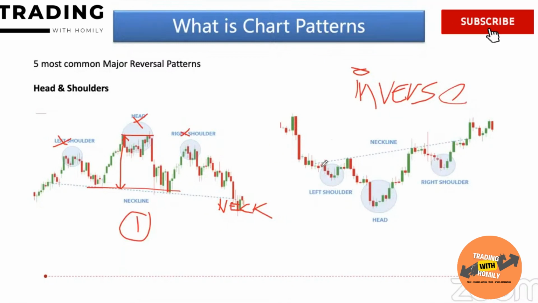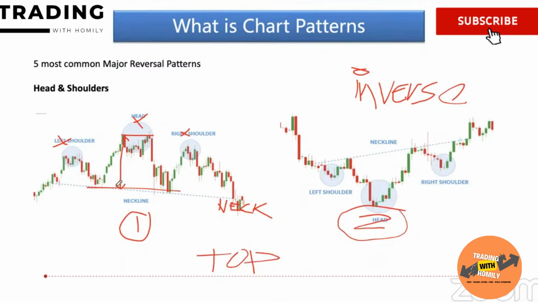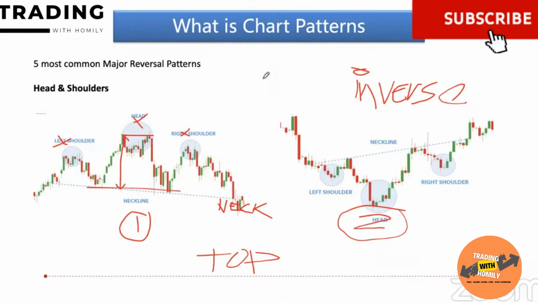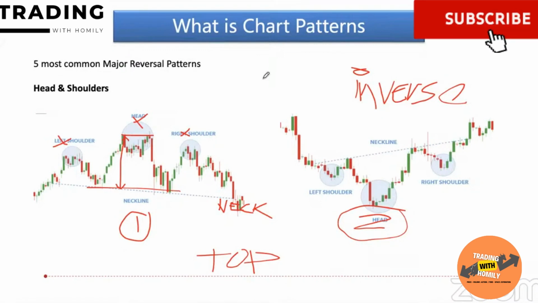So my first question is, between number 1 and number 2, which one happens at the top? Type your answer inside the chat group. All right, so each one of you typed number 1.